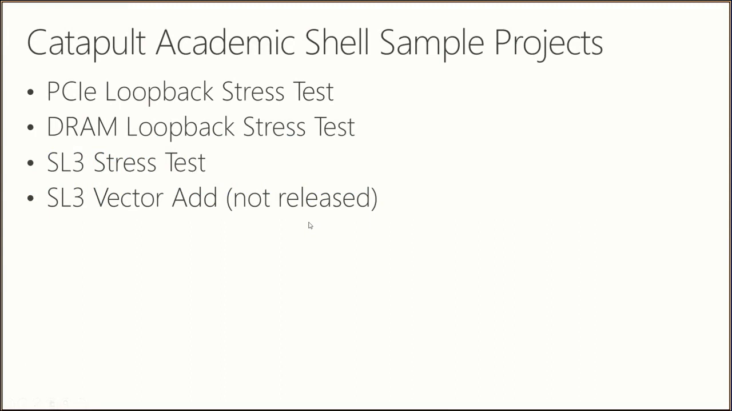So last 2 weeks, we have talked about Catapult hardware interfaces and the Catapult software APIs. So today, I would like to give some real examples. In the V1.2 release, which is the current release, there are 3 sample projects: PCIe loopback stress test, DRAM loopback stress test, and the serialized 3 stress test. And we plan to release the serialized vector add, which targets multiple nodes, in the next release. So today, I would like to introduce how these sample projects work.